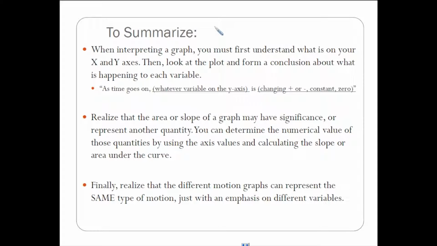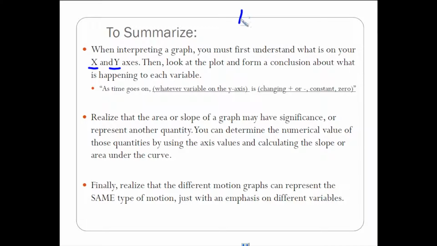All right, let's wrap things up. To summarize, when interpreting a graph, you must first understand what is on your x and y axes. That will completely have different consequences for whatever quantity you're trying to determine. Then you should take a look at the plot itself and form a conclusion about what is happening to each variable.